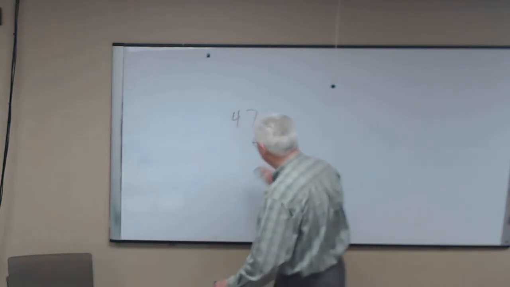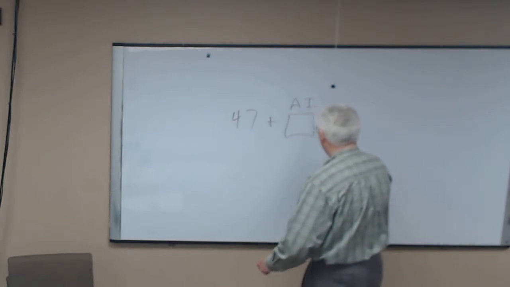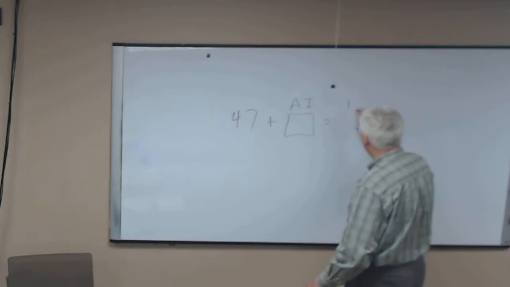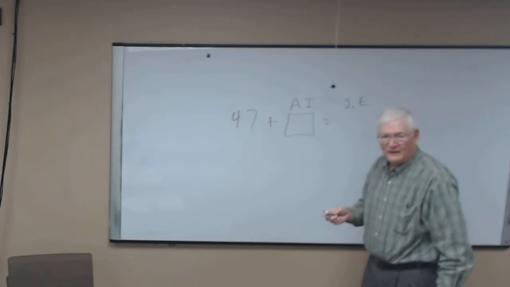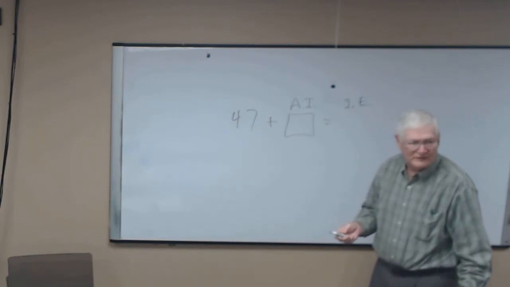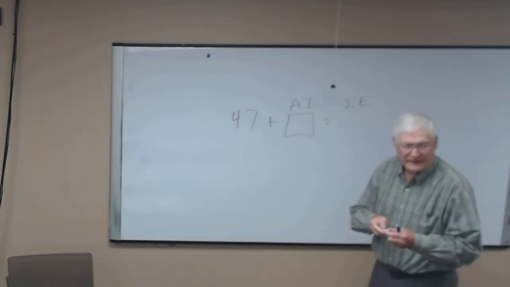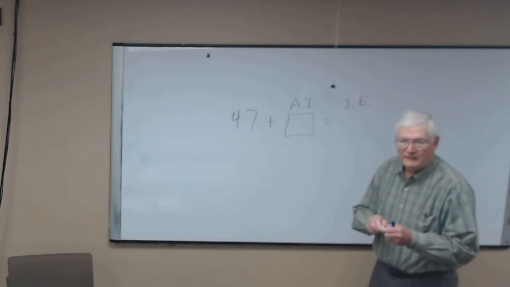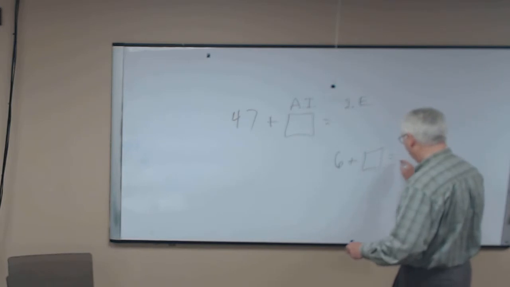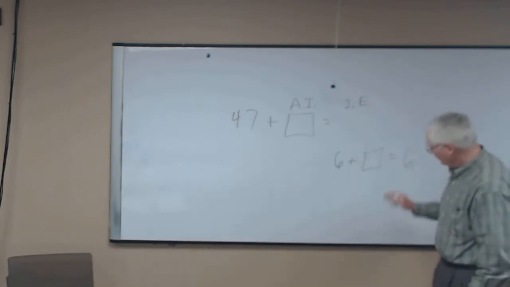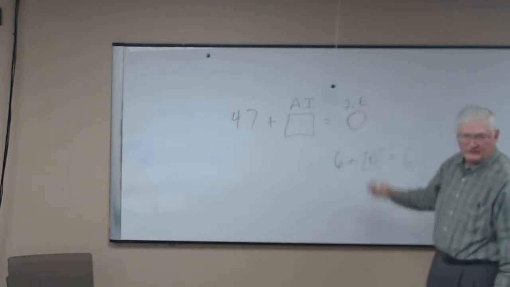Well, 47 plus its additive inverse equals the identity element for addition. Does anyone know what the identity element is for addition? What number can you add to any number and it doesn't change that number's identity? What number could I add to 6 and it would still be 6? 0. So 0 is the identity element for addition.